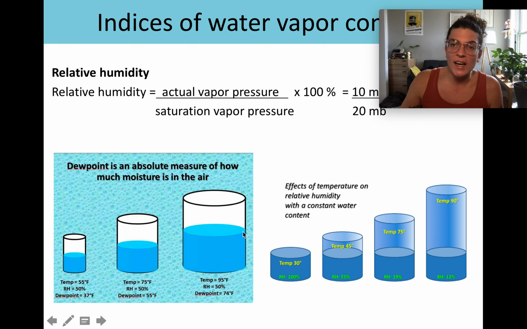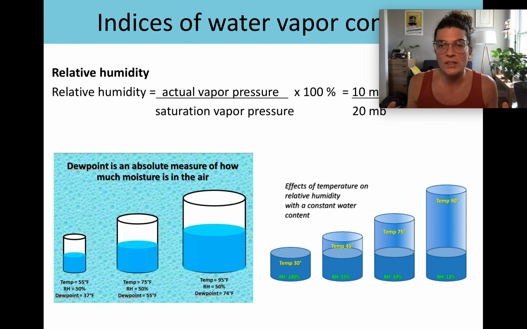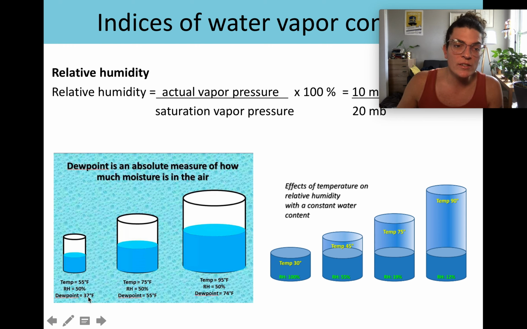Now, a parcel of air that's 95 degrees with a relative humidity of 50% has a dew point of 74 degrees, which means that I need to cool this parcel of air down to 74 degrees to achieve 100% saturation, 100% relative humidity. You'll notice there's a big discrepancy between this 37 degrees and this 74 degrees. For this parcel of air, I have to cool it down all the way to 37 degrees Fahrenheit in order to achieve 100% relative humidity. For this one, though, even though the relative humidities are the same, because it's so much warmer, it actually contains so much more water, I only have to cool it down to 74 degrees Fahrenheit.